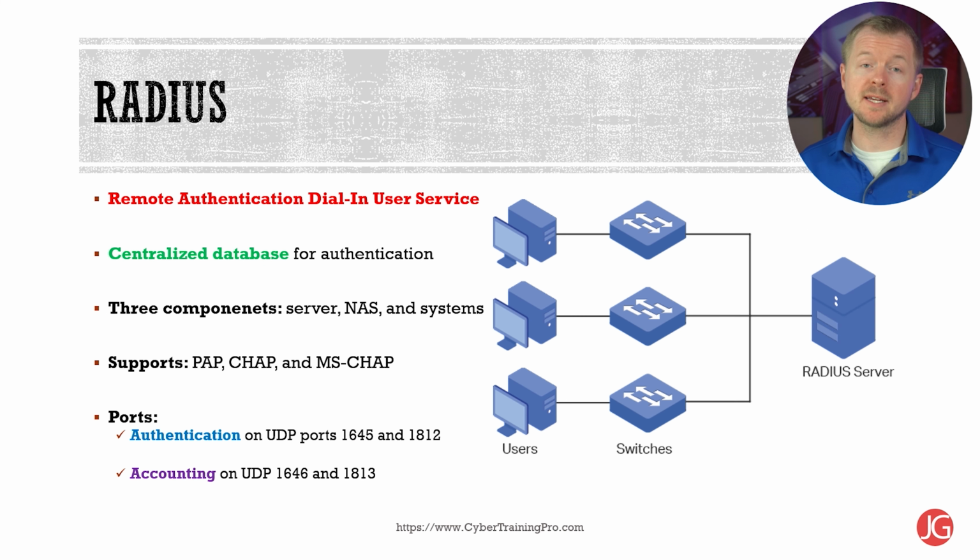RADIUS, or Remote Authentication Dial-In User Service, was created to support internet service providers that connected thousands of devices using a centralized database for authentication. RADIUS has three components: the RADIUS server, which accesses the authentication credential database; network access servers, or NASs, that control the modems or the wireless access points; and systems that connect to the network. RADIUS supports PAP, CHAP, and MS-CHAP. RADIUS authentication is performed on UDP ports 1645 and 1812, and RADIUS accounting is performed on UDP ports 1646 and 1813.